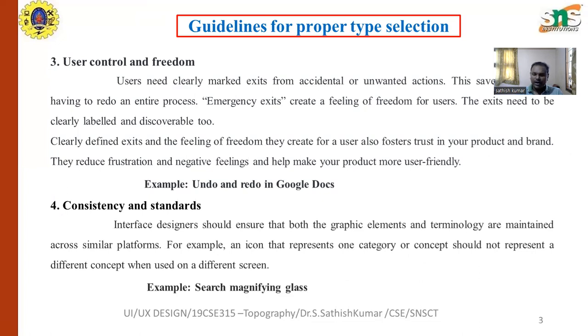The third one is user control and freedom. Here the example is undo and redo in Google Docs. We have an option called undo and redo, with clearly marked exits from accidental or unwanted actions. Redo and emergency exits create a feeling of freedom for the users. The exits need to be clearly labeled and discoverable too. Clearly defined exits and the feelings of freedom they create also foster trust in your product and brand. They reduce frustration and negative feelings that help make your product more user friendly.